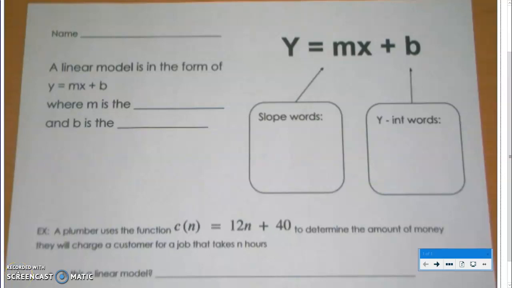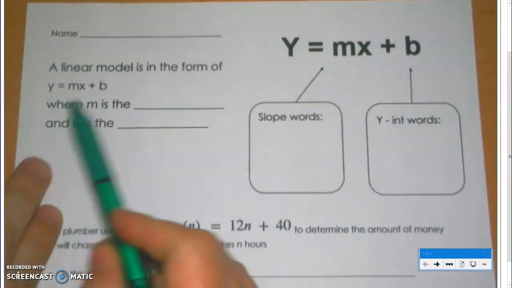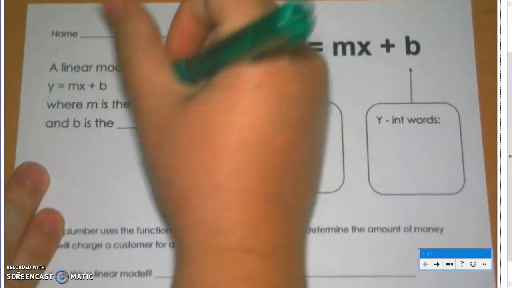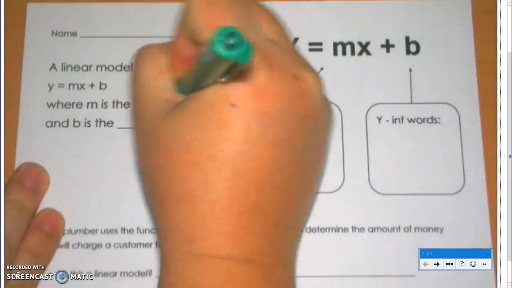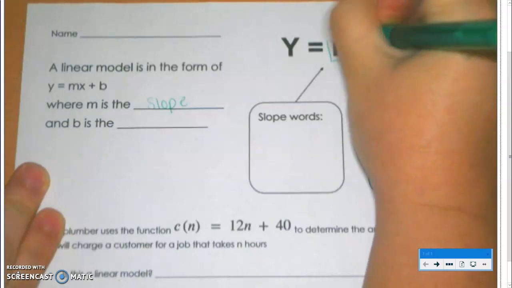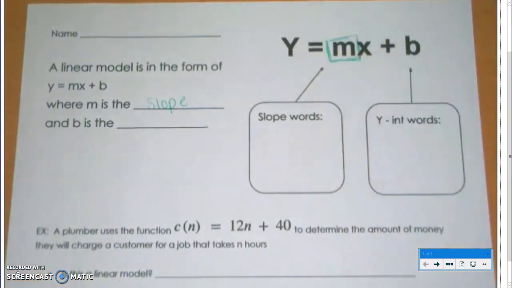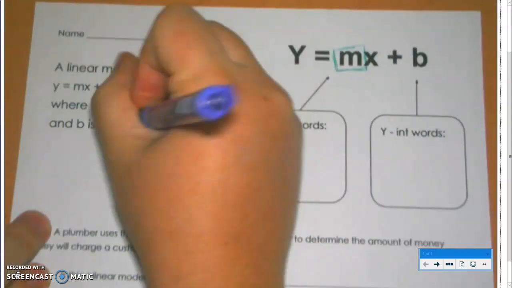Hey guys, this video is going to be about finding the line of best fit and also interpreting parts of the equation. So to start off, I just want you to have a little refresher that a linear model is in the form of y equals mx plus b. M is the slope and b is the y-intercept.